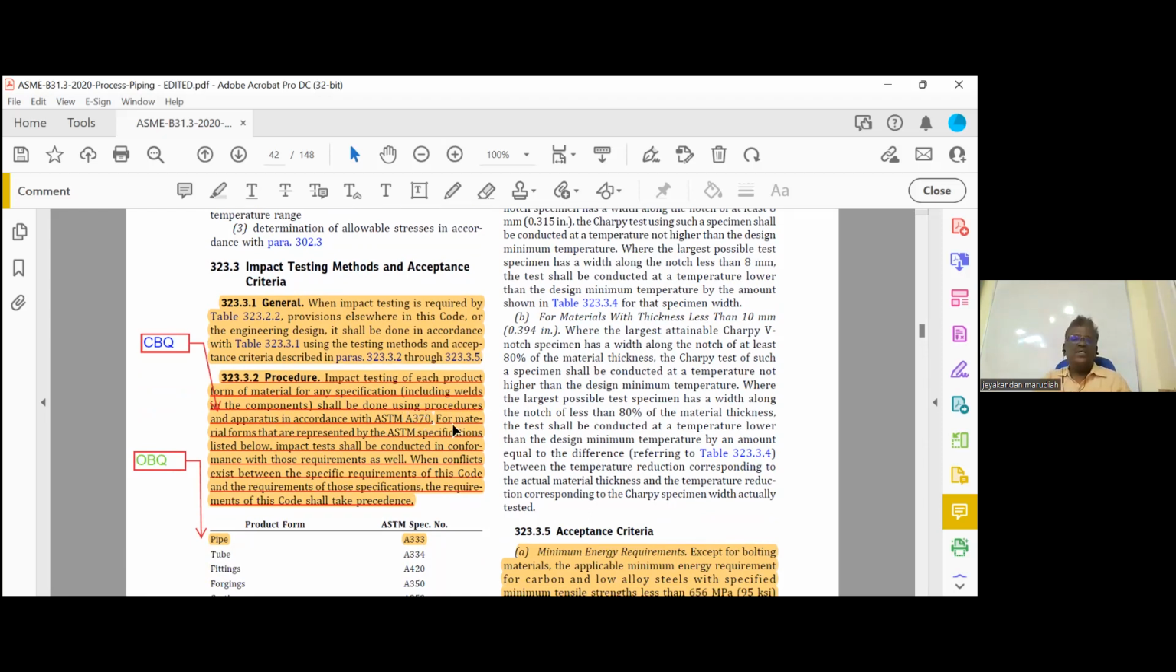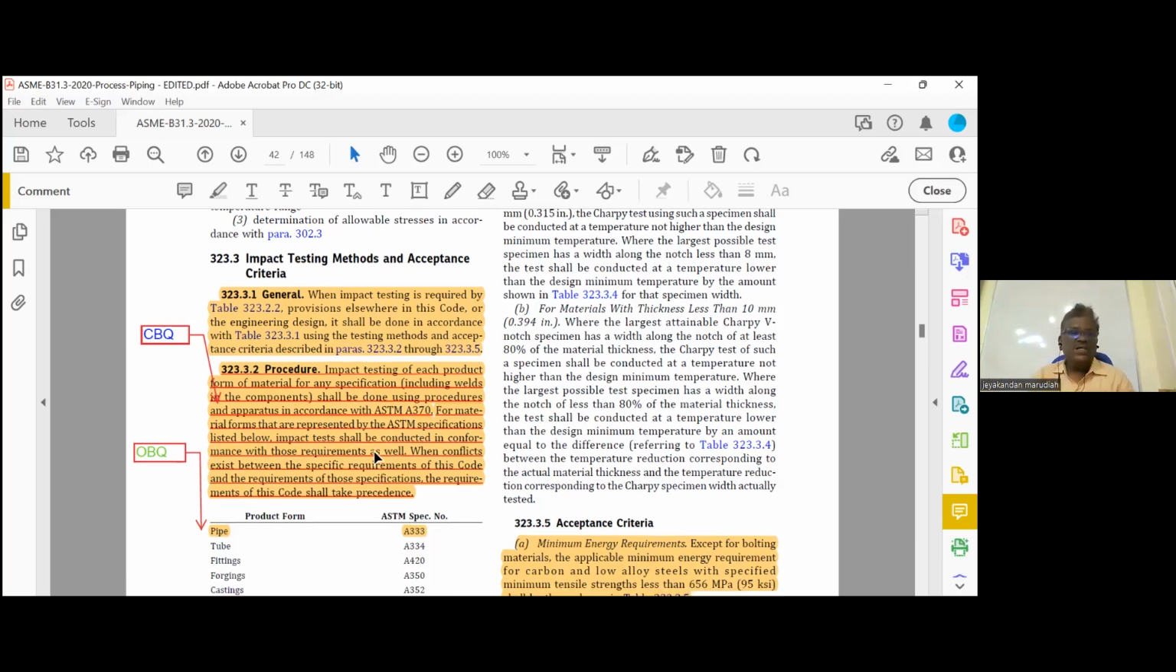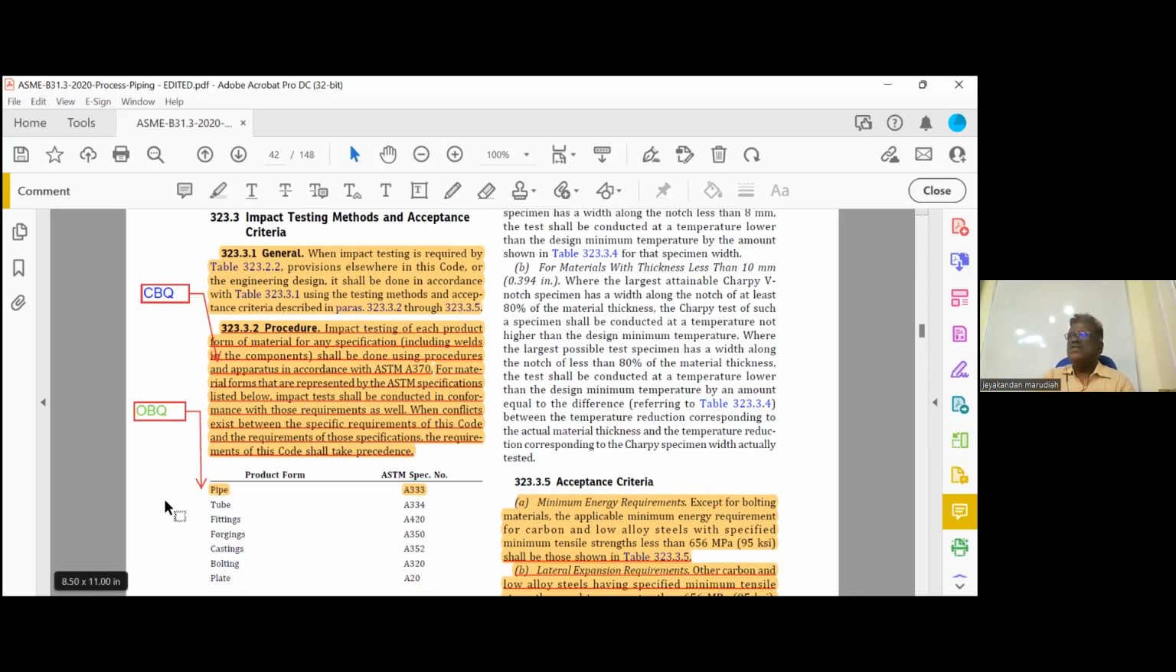You can see here, for material forms that are represented by the ASTM specifications listed below, impact tests shall be conducted in conformance with those specifications as well, and we have to meet that requirement also. But if there is a conflict with ASTM A370's different requirements, for A333 we have to follow A370. This was asked in one of the open book exams, the last exam. For A333, which of the following specifications do we have to use? A370 and A333. Both specifications we have to use.